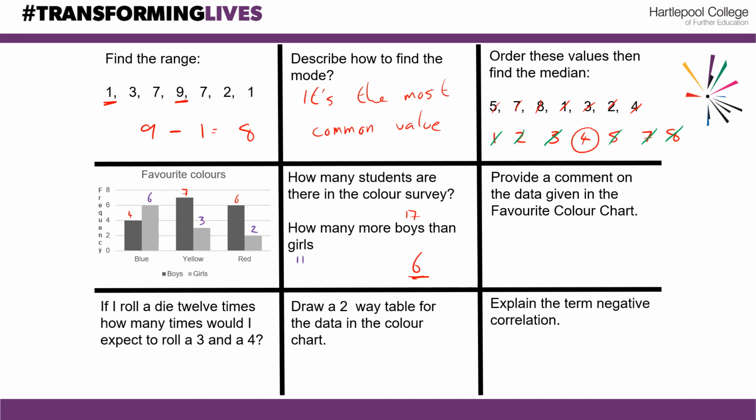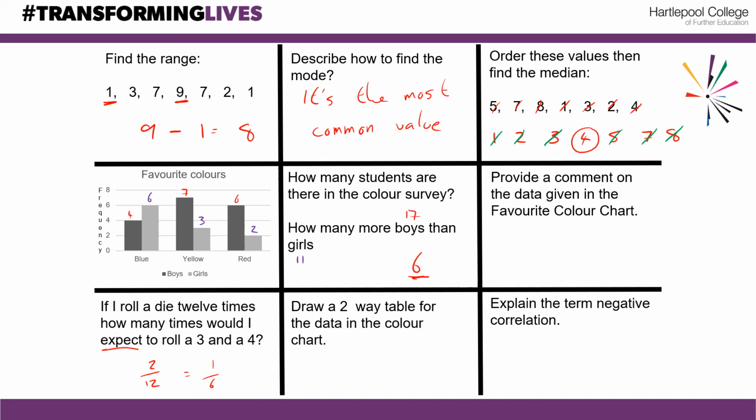Next up, if I roll a die, remember die is the singular for dice, 12 times, how many times would I expect to roll a 3 or a 4? Remember, expect is the key word. It's all about the expectation, not about what would actually happen. If I was to say how many times would I expect to roll a 3 if I rolled it 6 times, you would expect to get 1 out of 6. If I wanted a 3 or a 4, and I rolled the dice 12 times, you would again expect to get 2 out of 12, which simplifies to 1 out of 6.